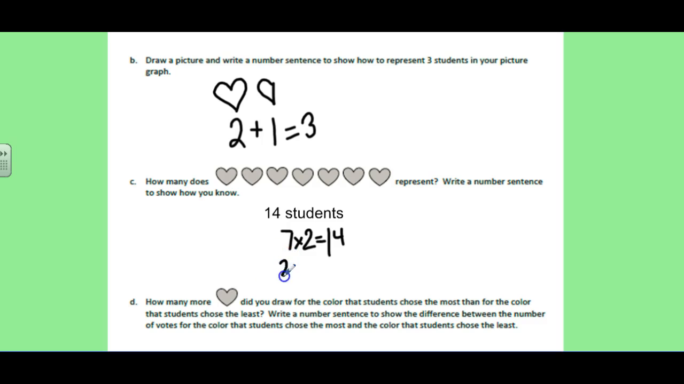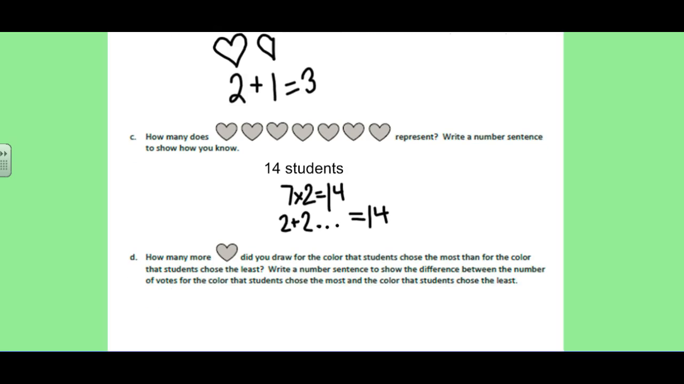Or you could have put 2 plus 2, and I'm just going to put dot, dot, dot, because it could have gone on 7 different times. And then you would have had that that was equal to 14. So either one of these would work. You do not have to put both of them on your paper. I think that the best number sentence to put for this part would have been 7 times 2, because that's easier to write than adding 2 seven times. And we know that it was equal to 14.